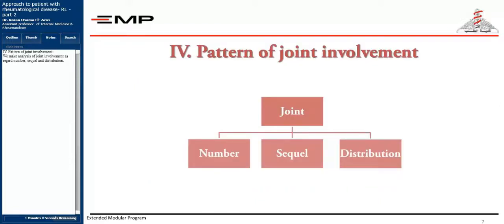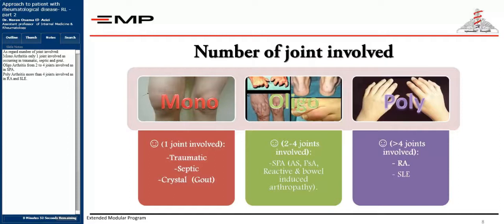4. Pattern of joint involvement. We analyze joint involvement as regards number, sequence and distribution. As regards number of joints involved: monoarthritis, only one joint involved, as occurring in traumatic, septic and gout. Oligoarthritis, 2 to 4 joints involved, as in SPA. Polyarthritis, more than 4 joints involved, as in RA and SLE.